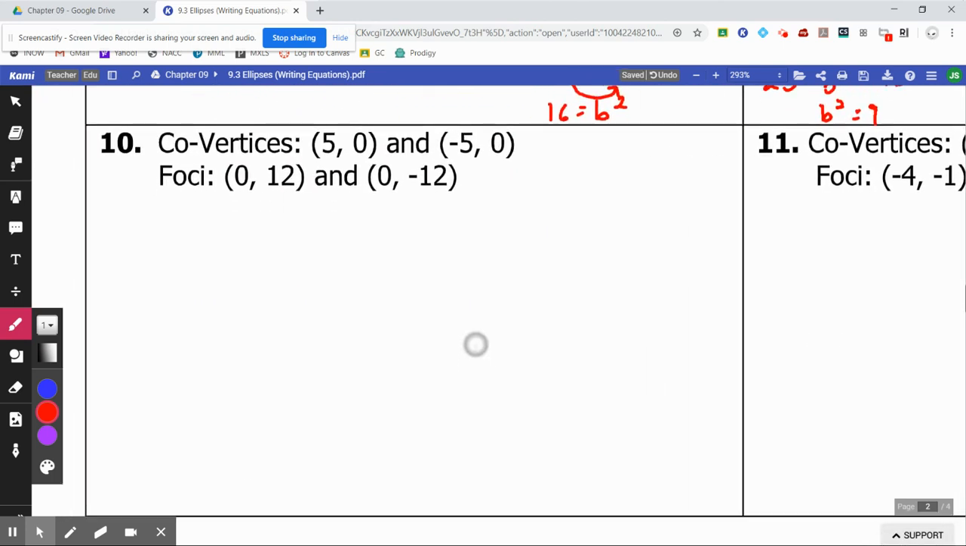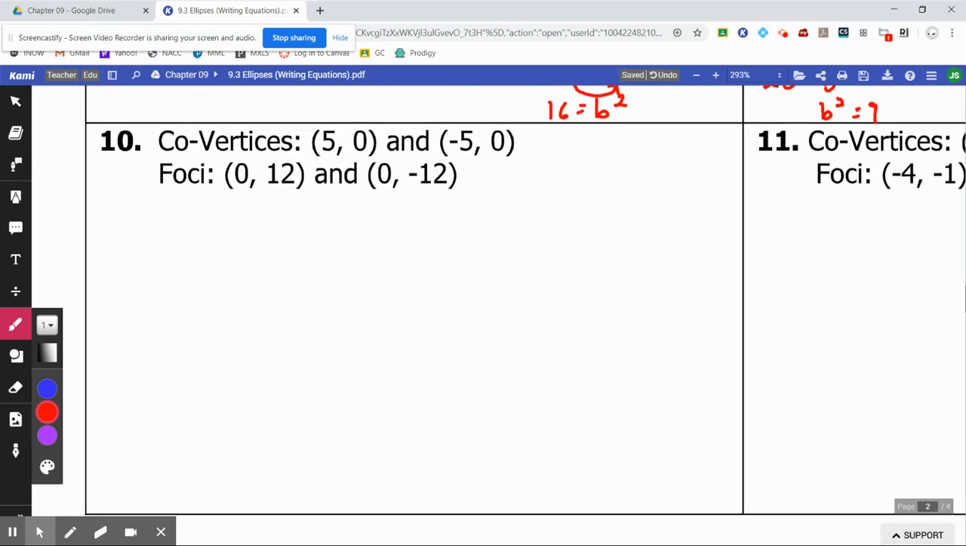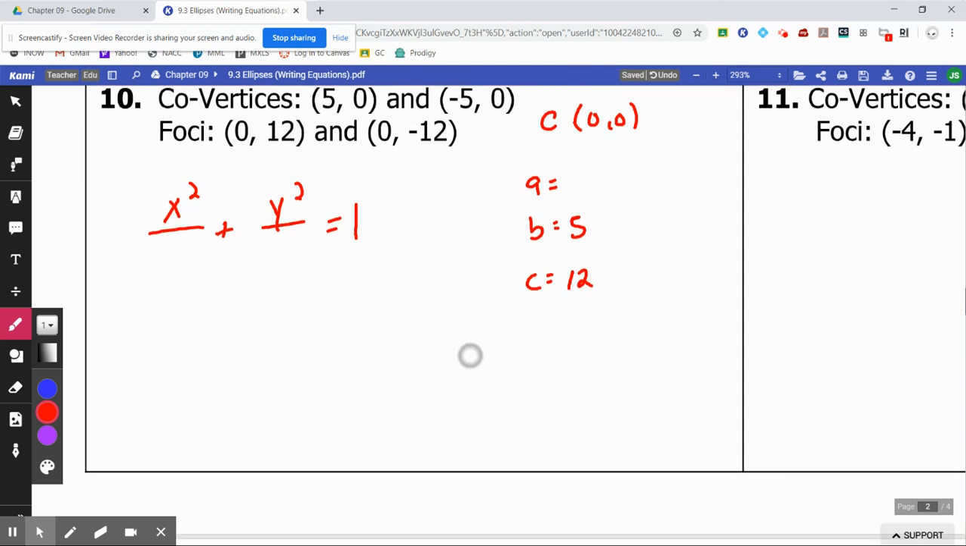Number 10. Gives you a co-vertices and gives you a focus. Again, the center is going to be the middle of either one of those. It is going to be at 0, 0 in either case. So you have x squared over something plus y squared over something equals 1. A, B, and C: B is going to be the distance to your co-vertices, which you do have, and that'd be a distance of 5. C would be the distance to your foci, which would be a distance of 12.